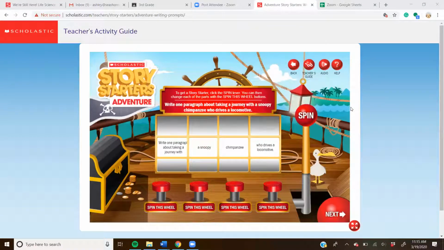Mia: Can I read my story? Yes, please. Today, the mischievous snoopy chimpanzee was riding the locomotive. I think he might be in more trouble. Call the cops. The snoopy chimpanzee was going too fast. The chimpanzee got caught by the police. I love it. Good story.